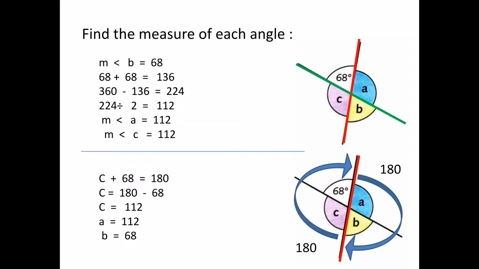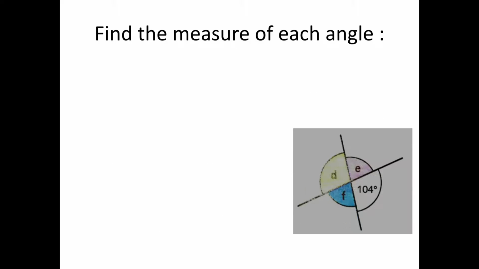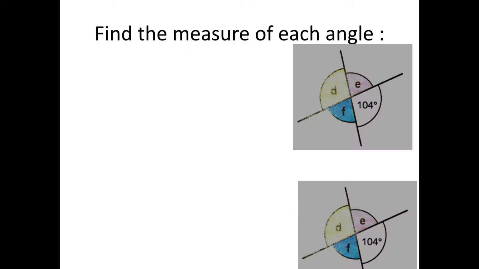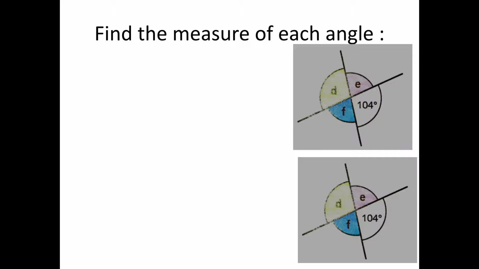After that, you can use the opposite angles. C and A are equal, both of them are 112. B and the 68 are equal, so B will be equal to 68. Another example, we have these lines. We will solve it also with both ways so you can understand the idea more than before.